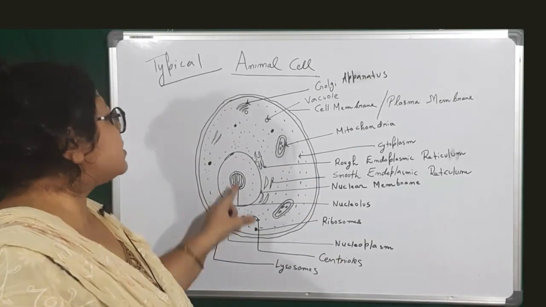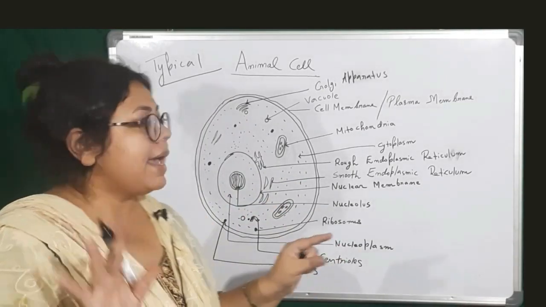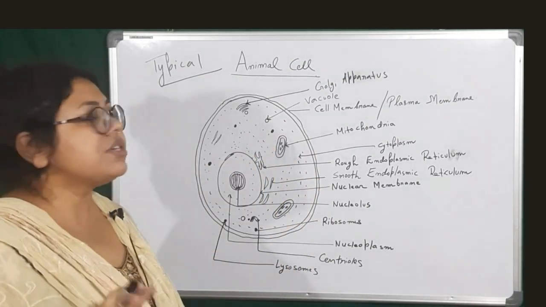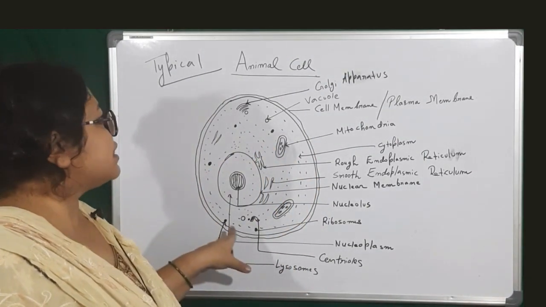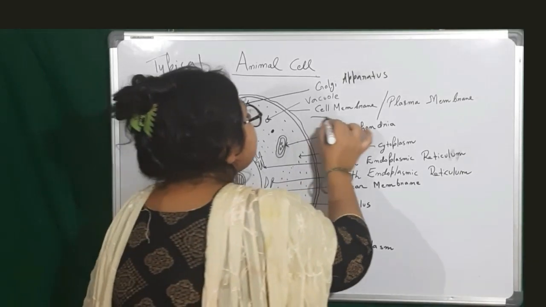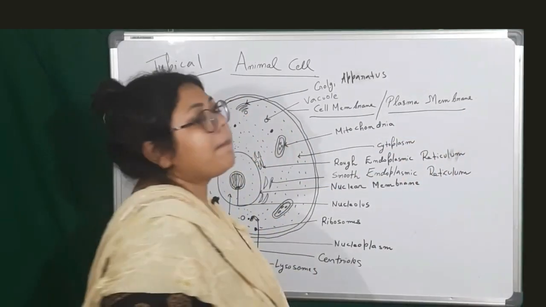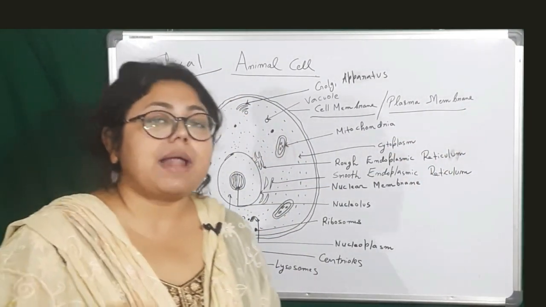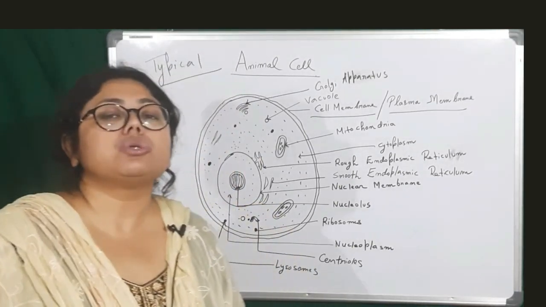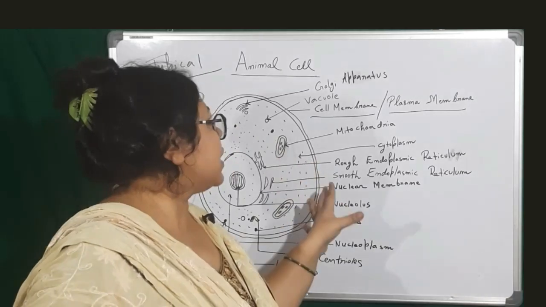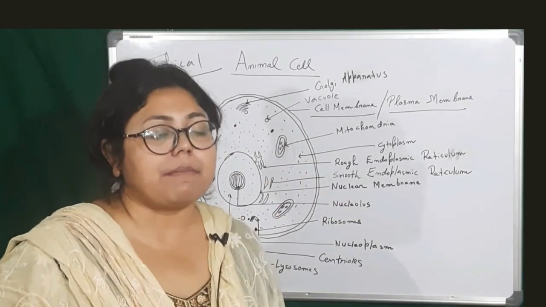Okay, the first thing you will draw is the cell membrane. So this is the first one which is going to be drawn outside the animal cell. This is the cell membrane. Now, the cell membrane is also called the plasma membrane, or it is also called the semi-permeable membrane. So the first thing we start with in an animal cell is the plasma membrane.